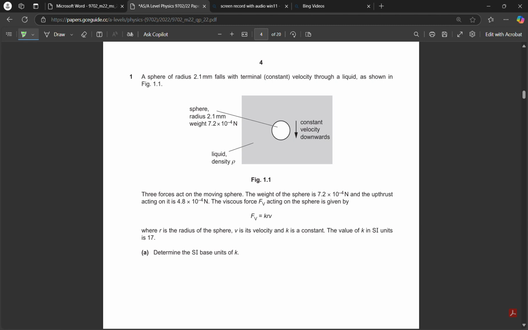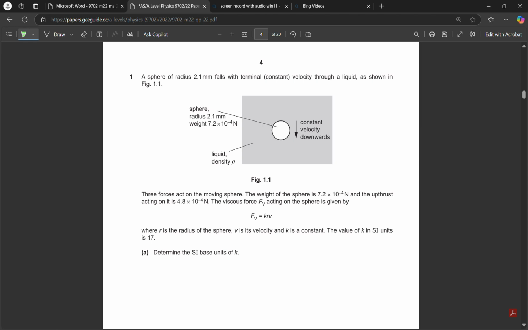Anyways, let's just start reading. A sphere of radius 2.1 millimeter falls with terminal constant velocity through a liquid as shown in figure 1.1. Three forces act on the moving sphere: the weight of the sphere, which is 7.2 times 10 to the power negative 4 newtons, and the upthrust acting on it is 4.8 times 10 to the power negative 4 newtons. The viscous force Fv acting on the sphere is given by the expression Fv is equal to kRv, where r is the radius of the sphere, v is its velocity, and k is the constant. The value of k in SI units is 17, so it's a unitless value.